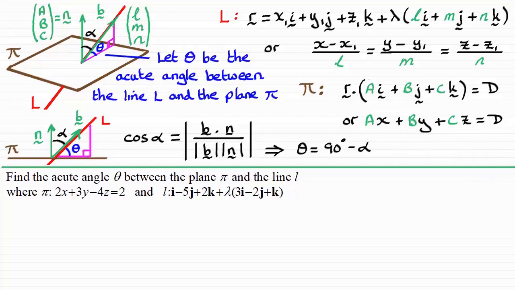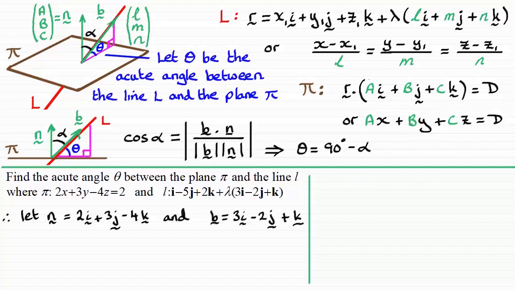What we need to establish is a normal to the plane, and that's easy because it's just going to be the coefficients of x, y and z. That would be 2, 3, minus 4. So we can let n be the vector 2i plus 3j minus 4k. And for a vector b parallel to the line L, then it's going to be this vector in here, 3i minus 2j plus k. So I've got that in there.